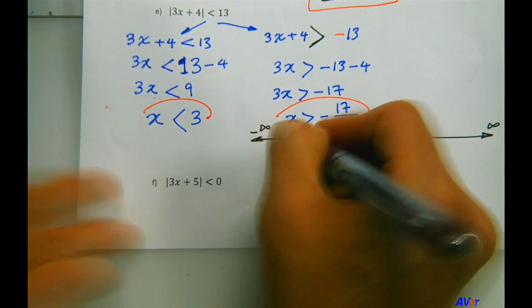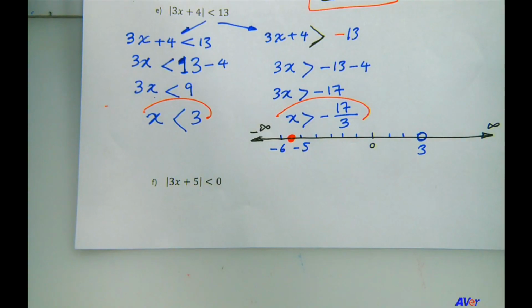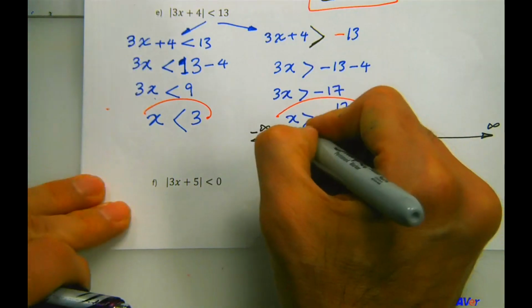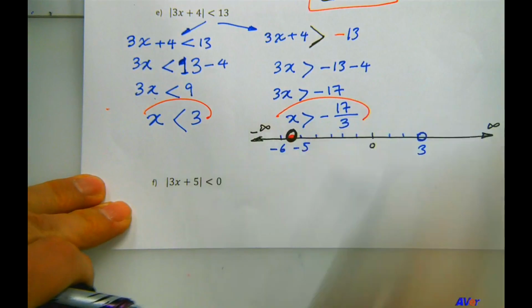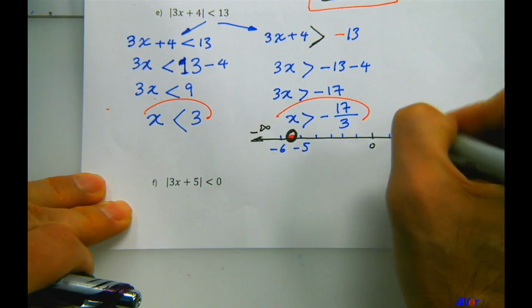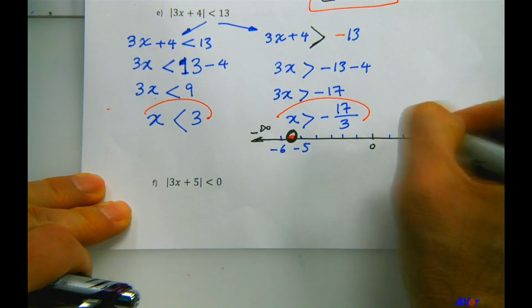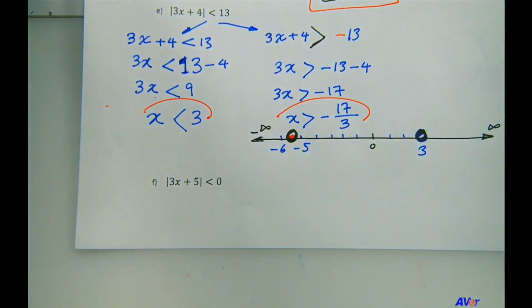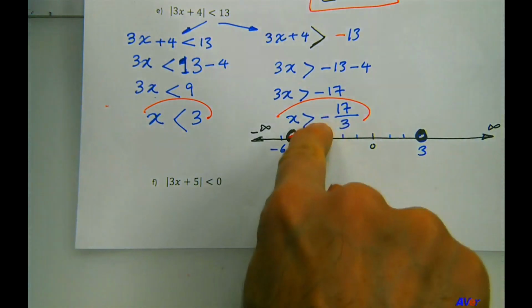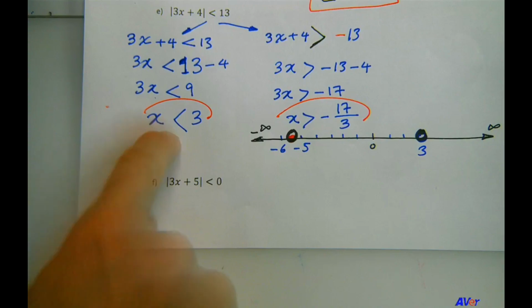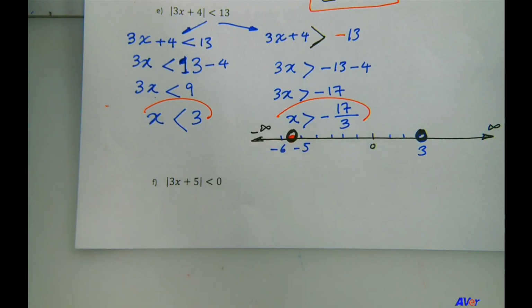Let me use my thick marker to put a hollow circle here. That's a hollow circle. This is a hollow circle like that. Okay? Not a filled-in circle. This is a strict inequality as is this one. So it must be a hollow circle.